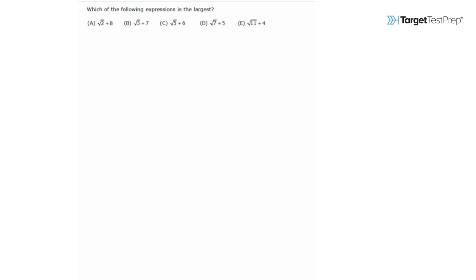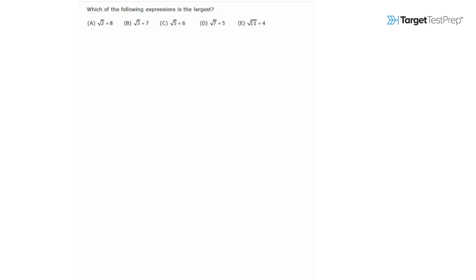Okay, so that was about 2 minutes. I see a lot of people are putting answers down. So the question is asking which of the following expressions, meaning the answer choices, is the largest. Now, the one thing we'll notice is that we have some imperfect roots here: square root of 2, square root of 3, square root of 5, square root of 7, square root of 11.